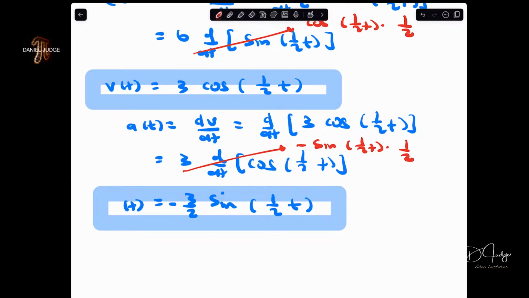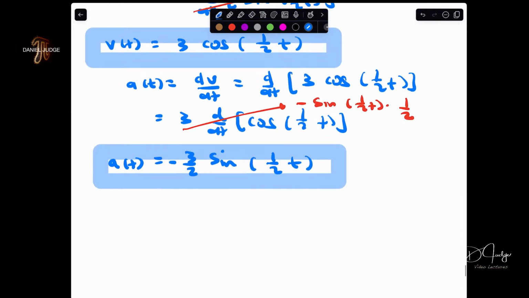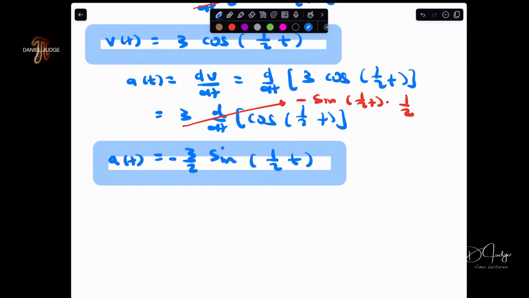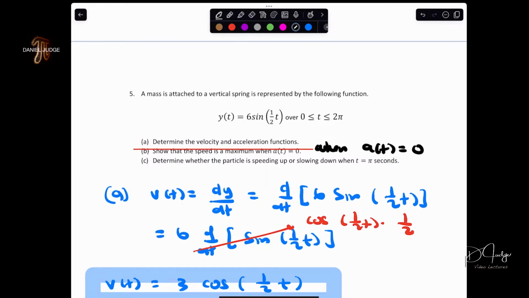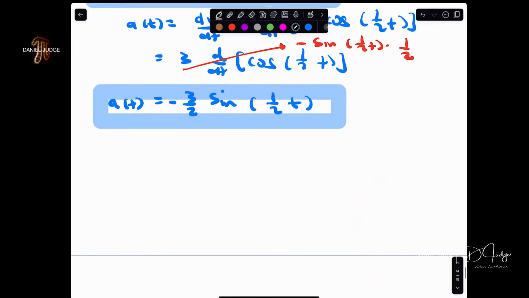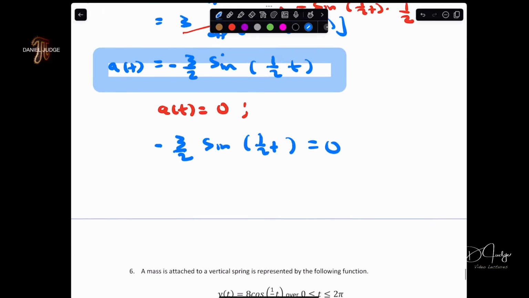How about if we just do it something like this? We're going to change that question here and say, how about when is the acceleration 0? How's that? When is your acceleration at 0? Means, okay, so set your acceleration equal to 0. So you get negative 3/2 sine 1/2 t equals 0 here, which means sine 1/2 t is 0. All right.